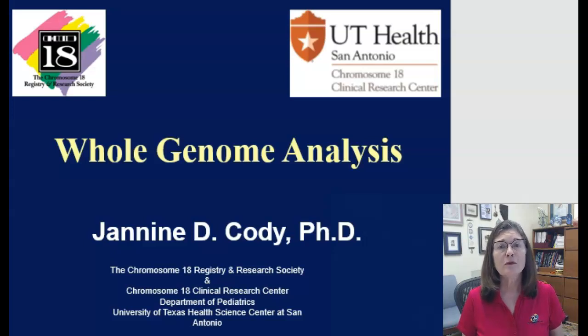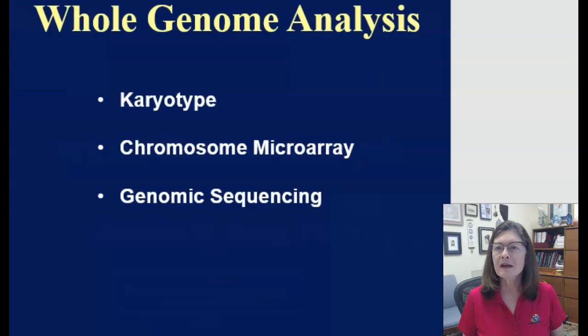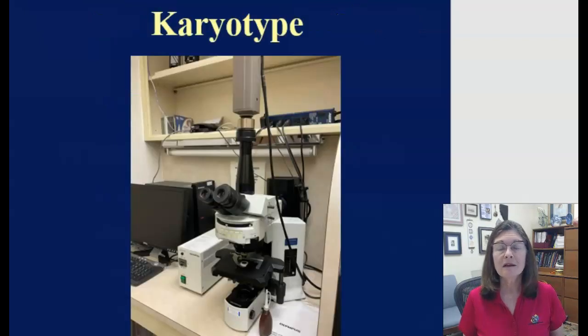They're often done for discovery purposes when you're trying to figure out what in the world is going on. There are three types: karyotype, microarray, and sequencing, and I'll talk a little bit about each one. First, the karyotype. That's the historical way that chromosomes have always been assessed using a light microscope. However, the technology in the microscope has changed quite a bit since the early days.